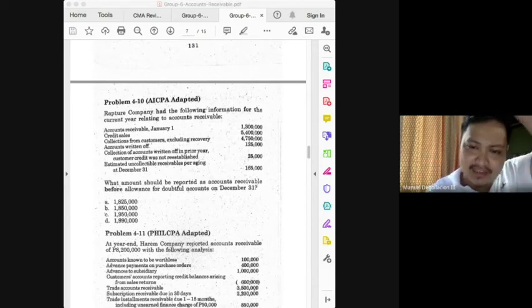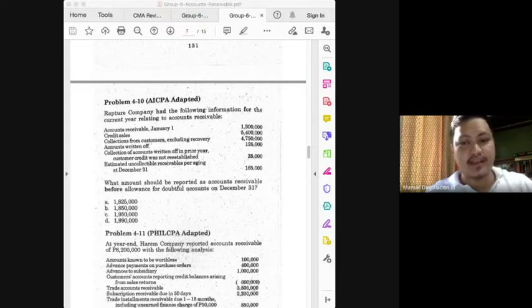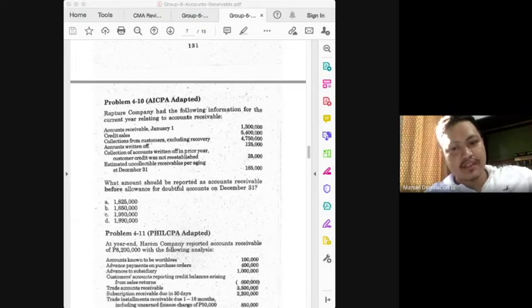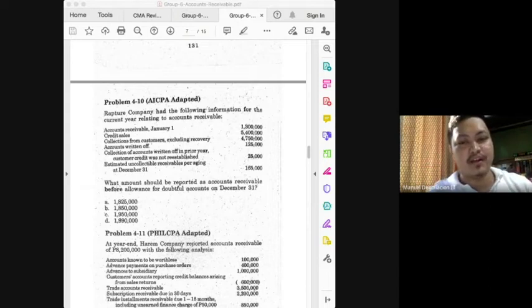Because again, supposedly, class, when there is a collection of a previously written off account, the comprehensive procedure would be to first re-establish the receivable. So again, what happened before? The receivable was written off, so the receivable no longer exists in our book. Then comes now the customer paying us. How can we receive this cash from the customer when we do not have any receivable? So what are we supposed to do? Re-establish the accounts receivable. So you debit accounts receivable and you credit allowance for doubtful accounts.